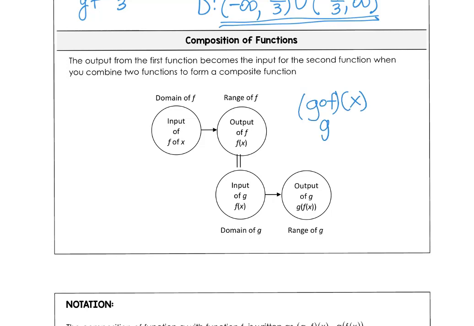We want to put the input, or our x value, into the f function, and that becomes the y value for f. And that y value for f, once you know that, you substitute into the g function. That now becomes the input of g of x. And then when you evaluate it, we get the value for the composition of g of f of x.